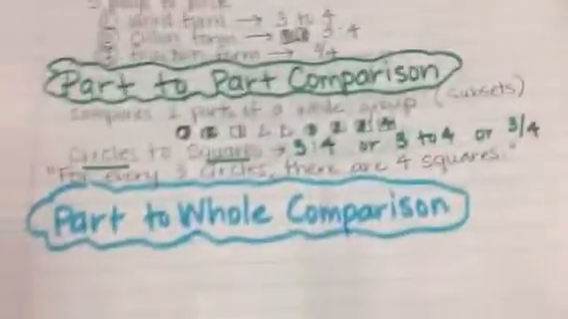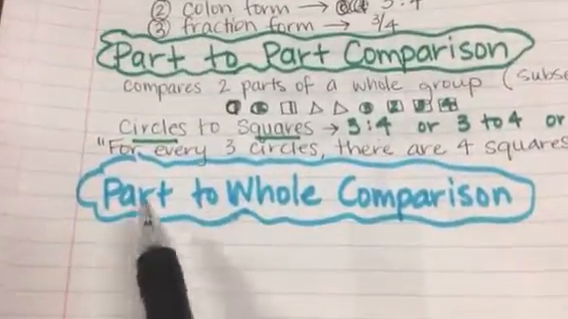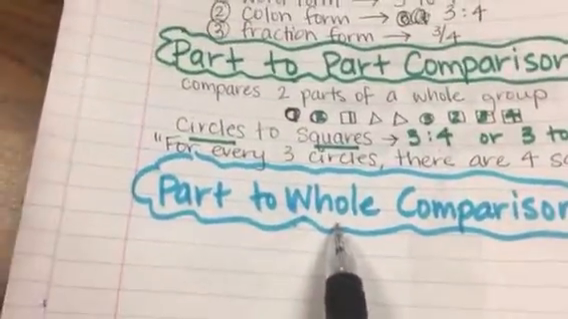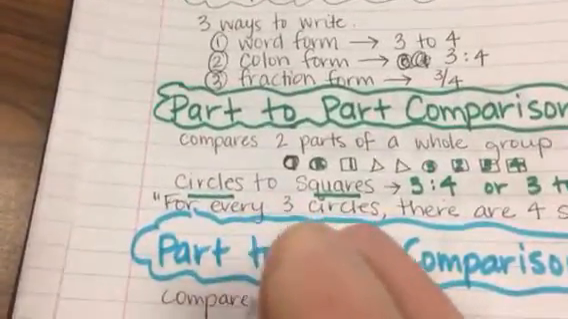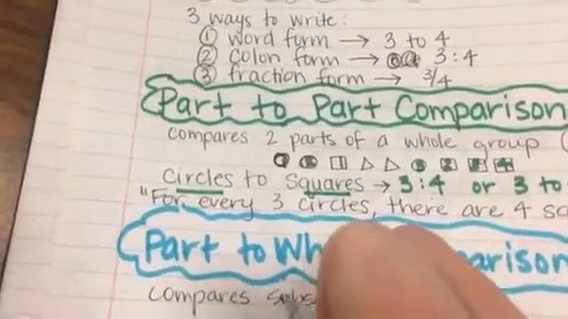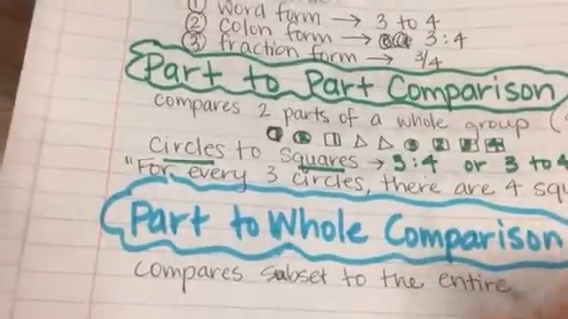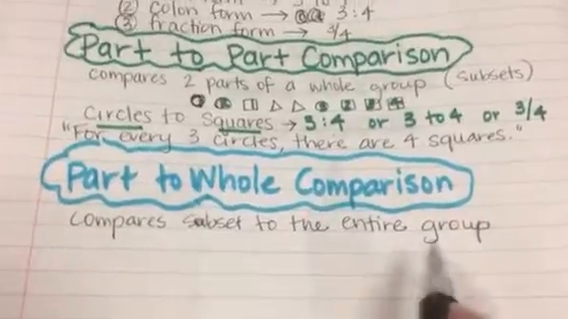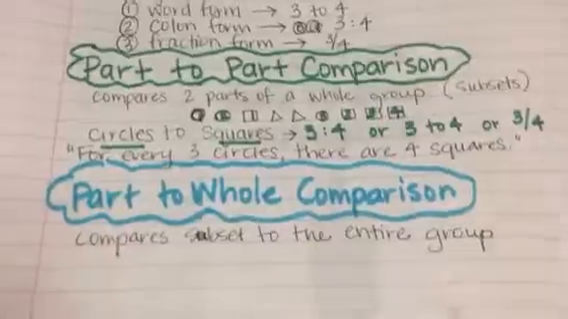So unlike part to part, where you compare the two parts of the whole group, for this one, you're going to compare a part of the group to the entire group, or the whole group. So this one compares the subset to the entire group. And once you've got that written down, then we are going to talk a little bit about an example.